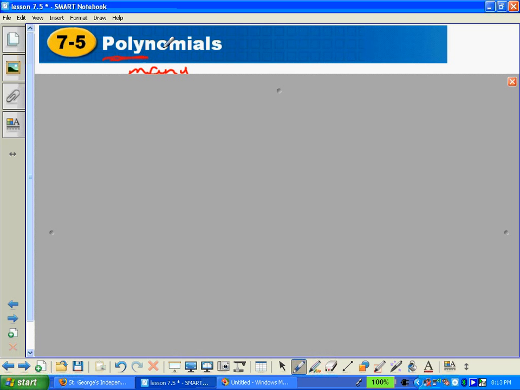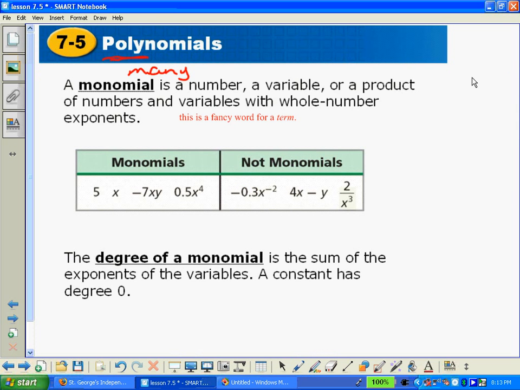But it's not just numbers, it's also numbers and variables. The most basic type of polynomial is called a monomial. And the prefix mono means one, a fancy word for one term. It could be just a plain number, it could be just a plain variable, or it could be a product of numbers and variables multiplied together. If it's a monomial, it only has whole number exponents. It's not going to have negative exponents or fraction exponents.